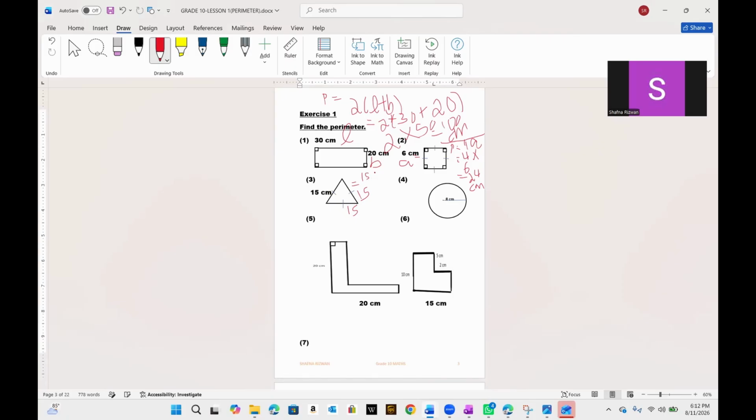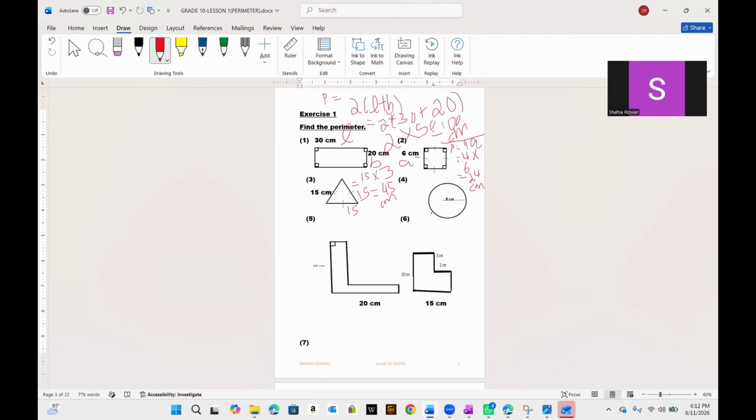Take 15 and multiply it by 3, because I have 3 sides, no? So 15 multiplied by 3. How much is 15 multiplied by 3? 45. Okay, 45 centimeter. Your answer will become 45 centimeter.